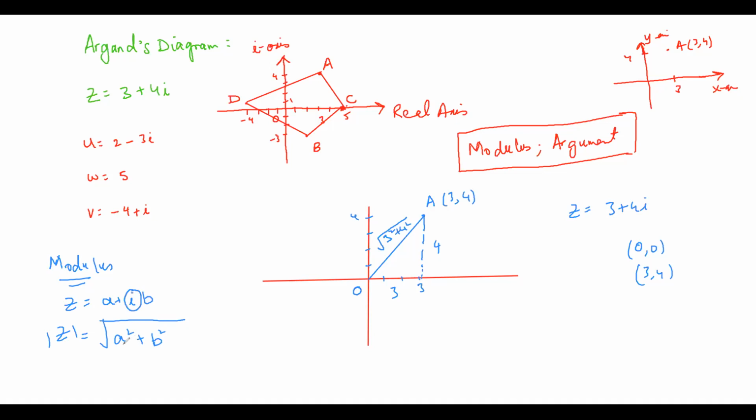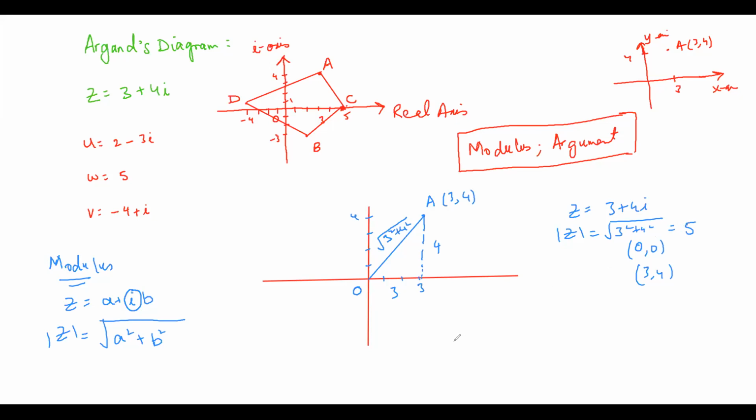Please don't do that. This is basically the real part square plus the imaginary part square. That is how you find the modulus of Z. So if Z is 3 plus 4 iota, then the modulus of Z would be simply the square root of 3 square plus 4 square. So that will be 5. Okay, so that is the modulus.